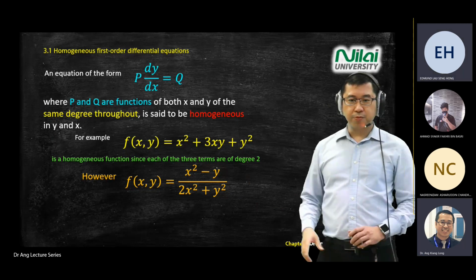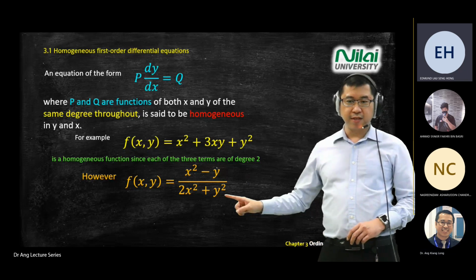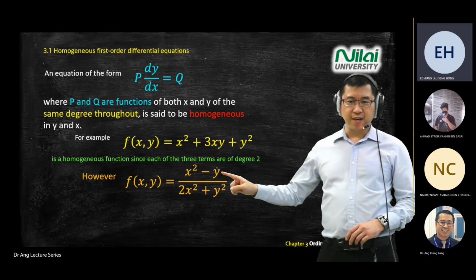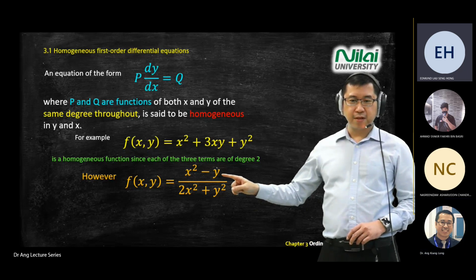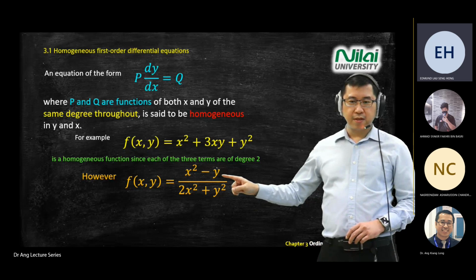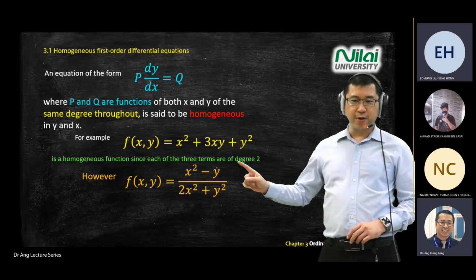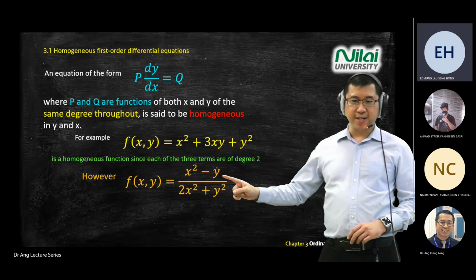Why is this one not homogeneous? Can you explain? Then the y. Which y? You have two y here. Negative y, this one. What happened to this y? The same degree. What is the degree of this y? Power 1. So what degree? Degree 1.